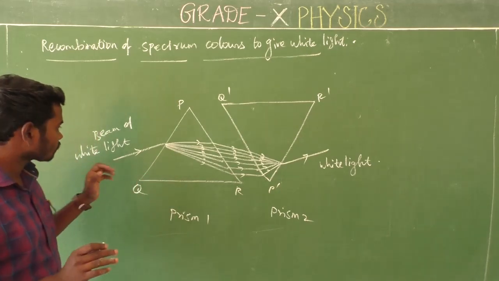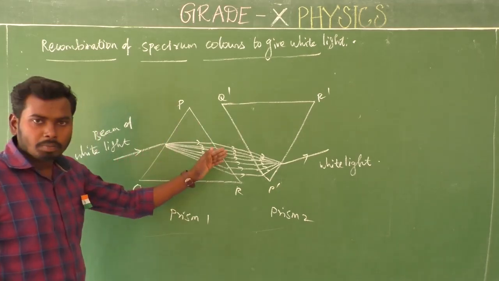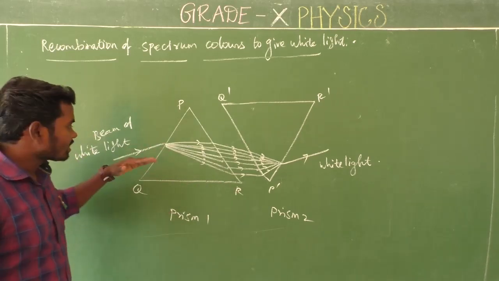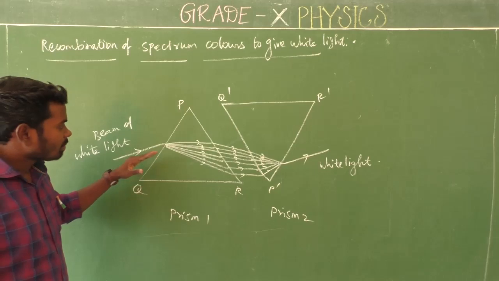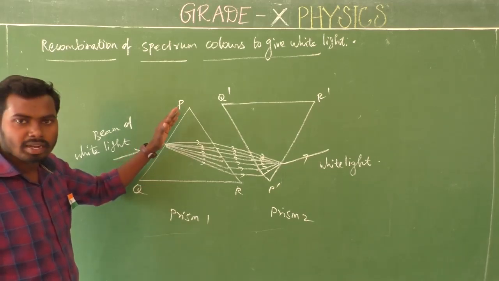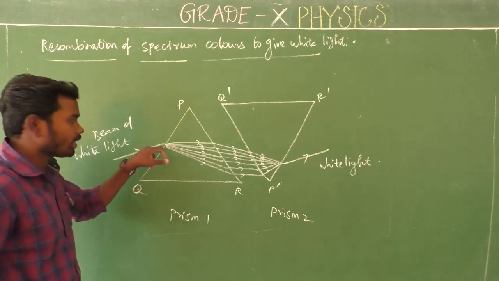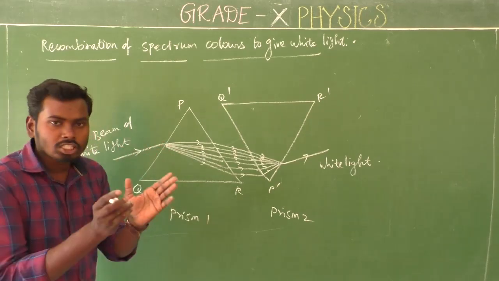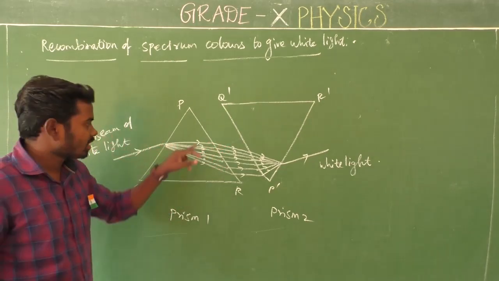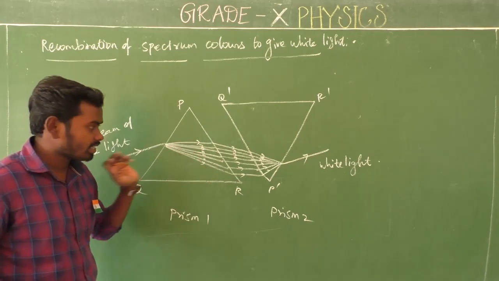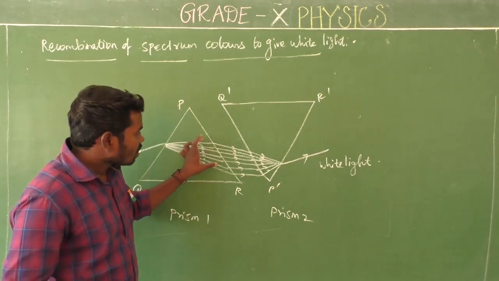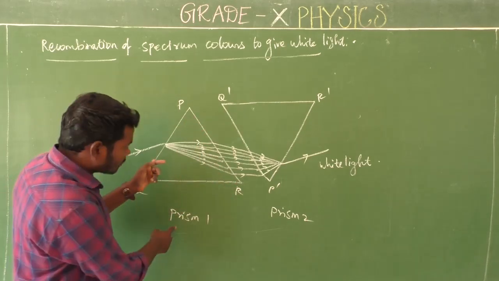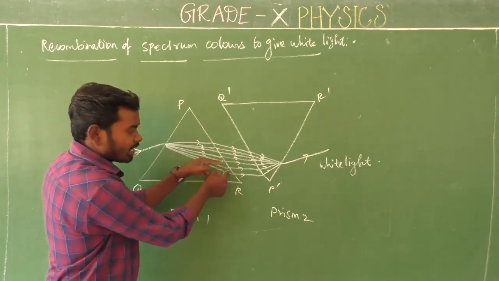Look at here. Consider the first prism PQR. Then consider a beam of white light. The beam of white light falls on the surface of the glass, the first glass prism PQ here. Is it clear? So due to dispersion, the white light splits into 7 different colors like this. The 7 different colors fall on the second surface of the first prism. This is the first prism, the second surface of the first prism here.